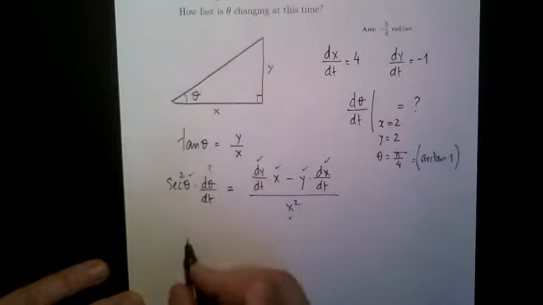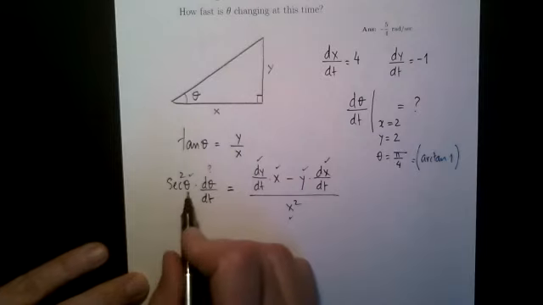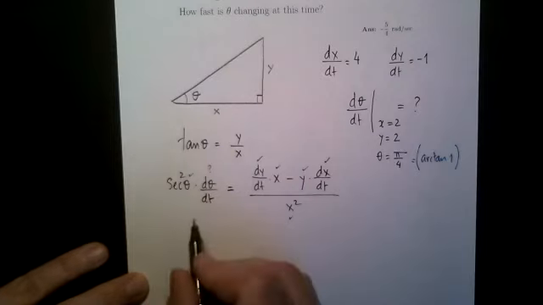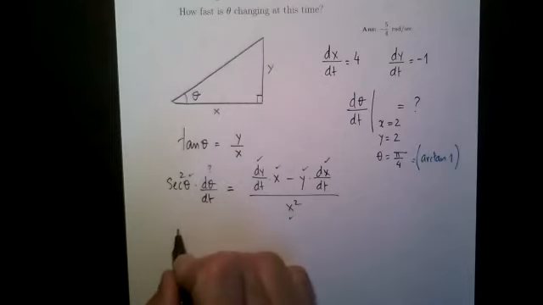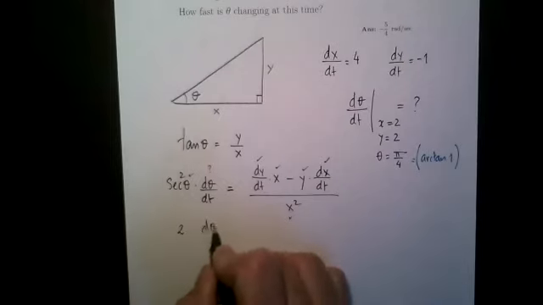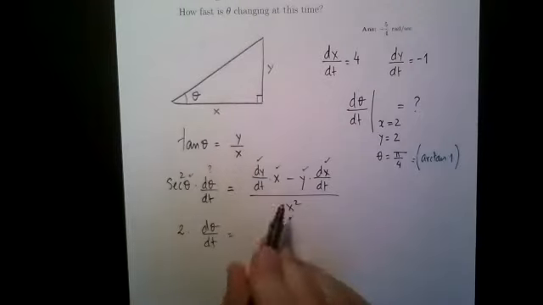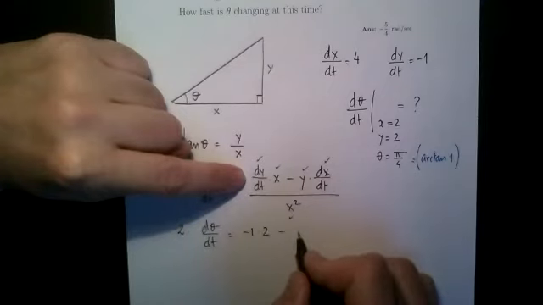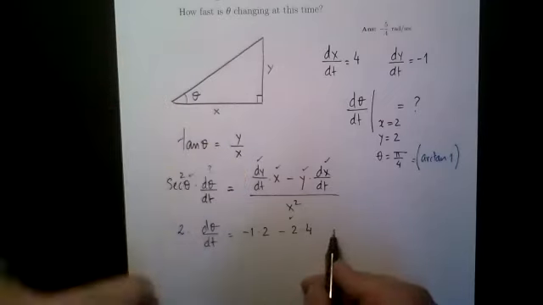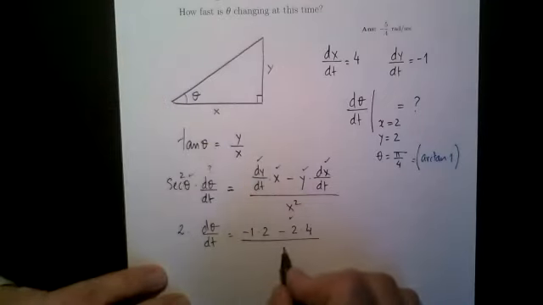So let's go. Secant squared of 45. What is the secant of 45? Secant is 1 over cos. Cos is 1 over root 2, so 1 over cos is root 2, squared is 2. So I have 2 times d theta/dt equal to, so here we go, -1 times 2 minus 2 times 4, divided by 2 squared.